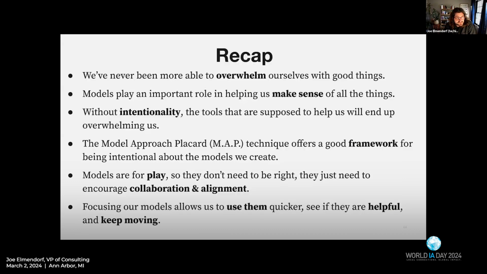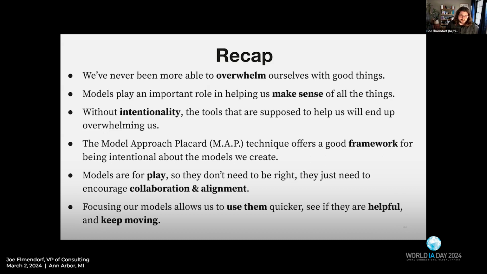So I've talked through a lot of things, and I want to weave it all back together as I wrap up here. We've never been more able to overwhelm ourselves with good things. And models play an important role in helping us make sense of all the things that we find ourselves encountering. But without intentionality, these tools that are supposed to help us will end up, and have been, overwhelming us. And so this model approach placard, this map technique, offers a good framework. It's not perfect. It's not the only way to go about it, but it's a helpful way of being intentional about the models that we create.